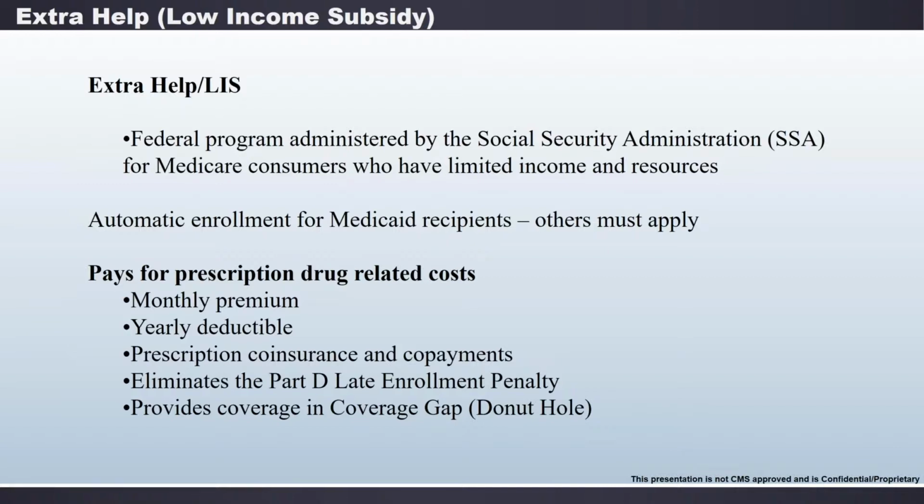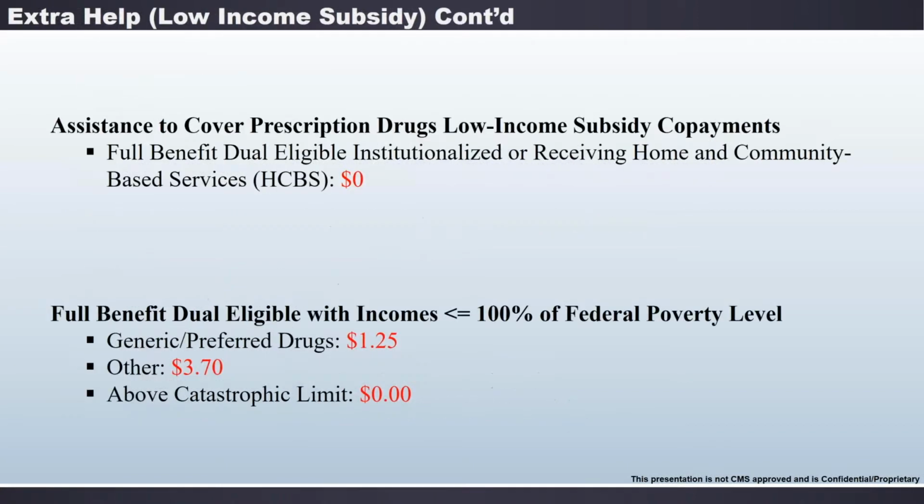So in the event you have someone that does qualify for LIS, it is going to assist with monthly premium or the yearly deductible, prescription co-insurance and co-payments. It could eliminate the Part D late enrollment penalty or provide coverage for the donut hole that you were just talking about, that coverage gap. Assistance to cover prescription drug low-income subsidy co-payments, full benefit dual eligible institutionalized or receiving home and community-based services, the AHCPS is a $0 copay.